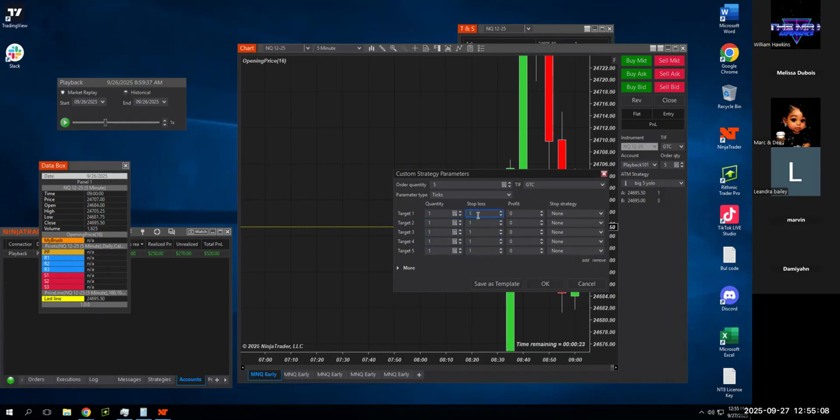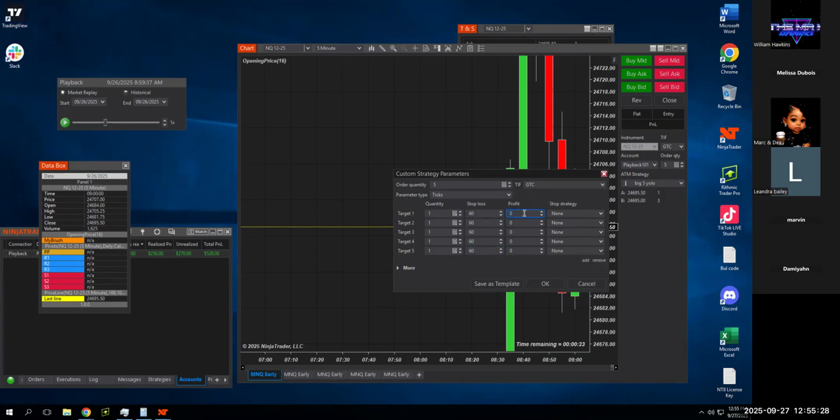Your stop loss is how much you're willing to risk. You don't have to put them all at 60. You can put them at different levels too. I just put them all at 60 because it's easier for me to see where they all are, instead of trying to move each one at different times. I can move them all together. So put that at 60.